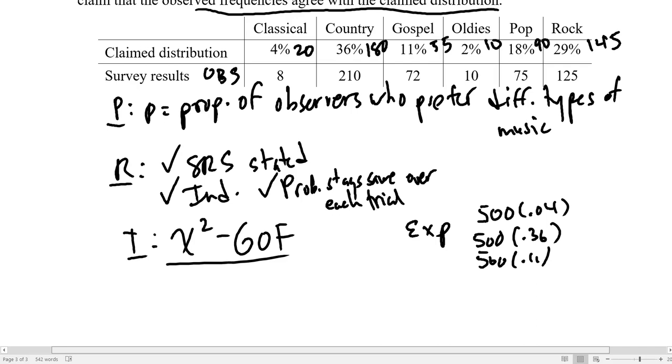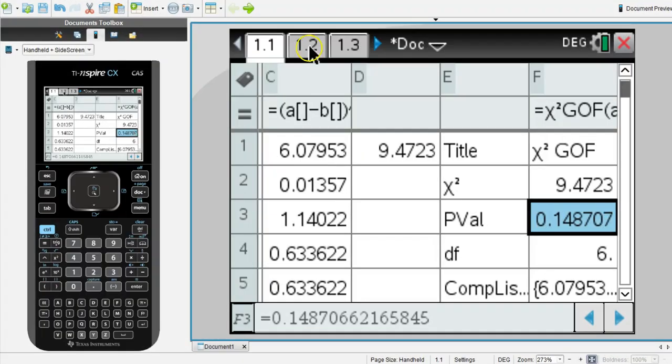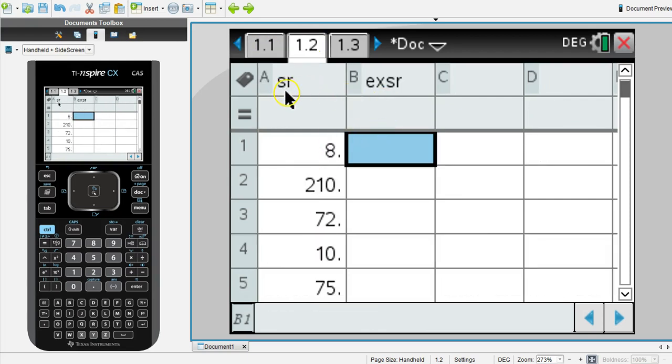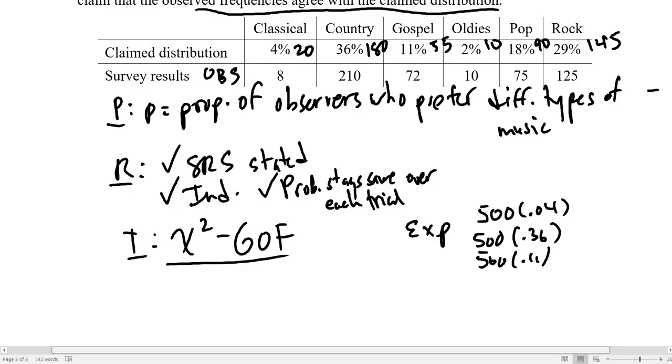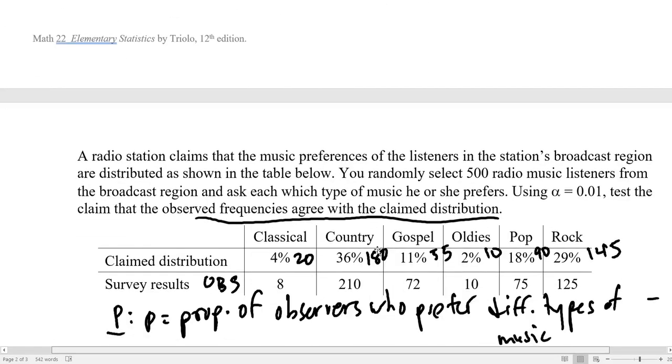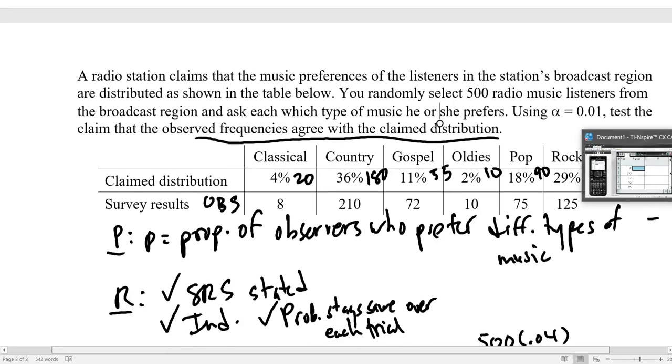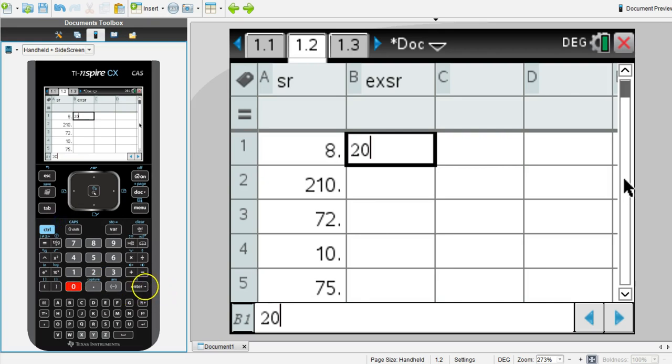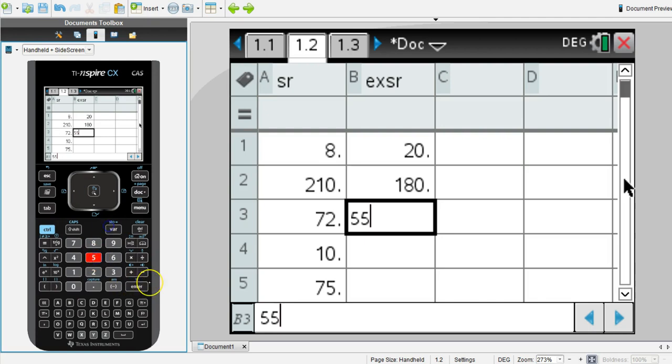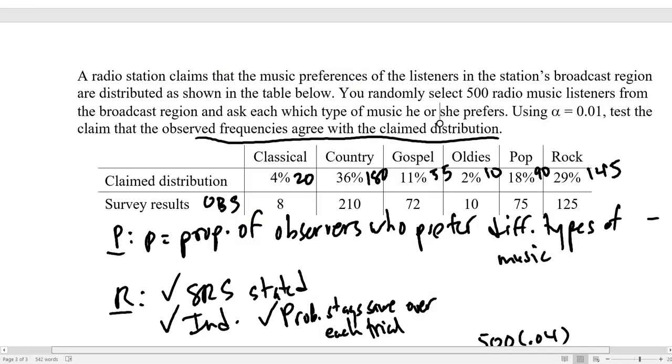So those are our expected values, okay? You have to put this in the calculator. You need to list the observed, you need to list the expected. I've already put in the observed, so that was the first numbers. That's our survey results, and this will be our expected survey results, assuming everything met what they had claimed. What were our numbers? 20, 180, 55. And 10, 90, 145.